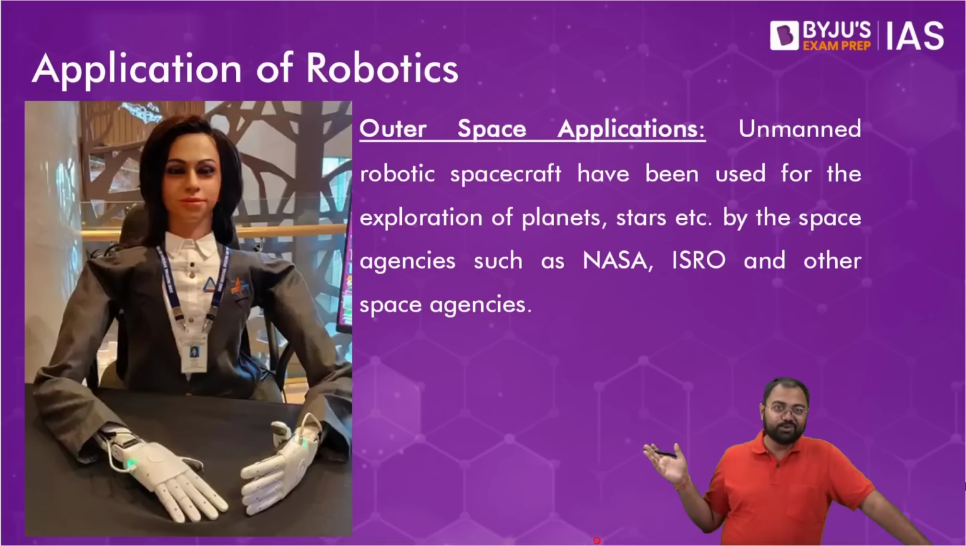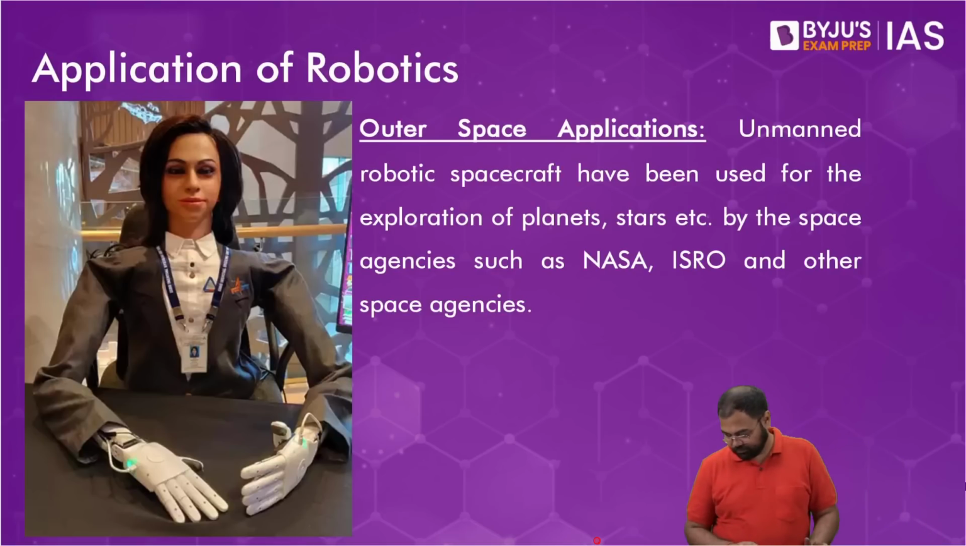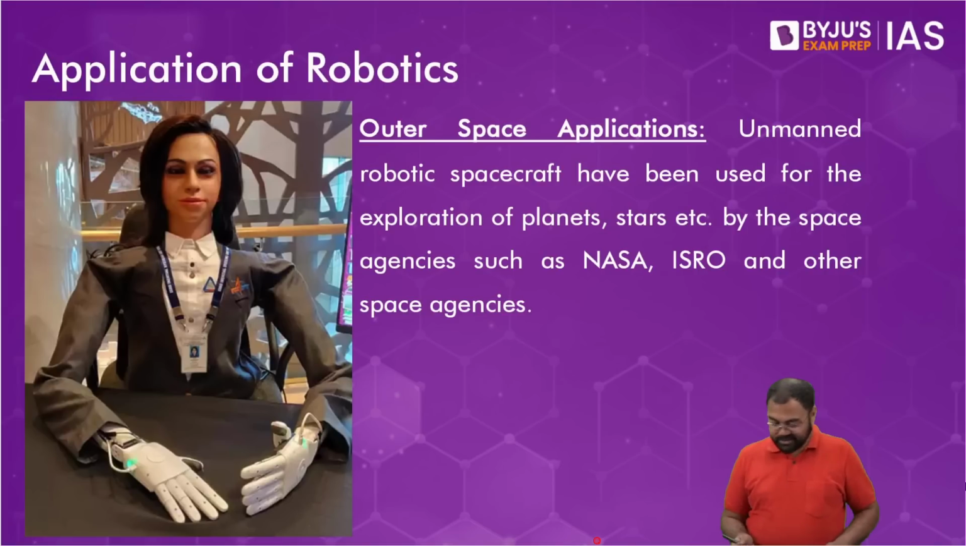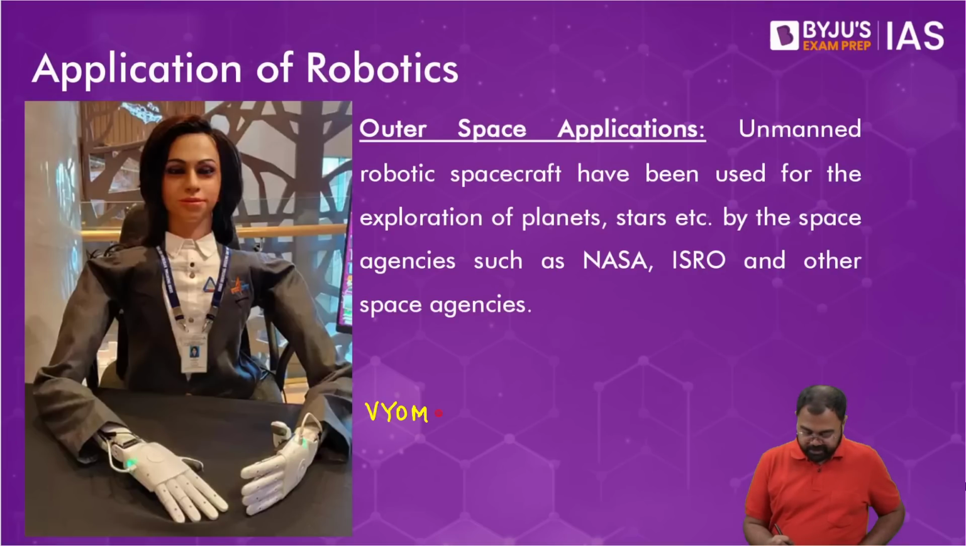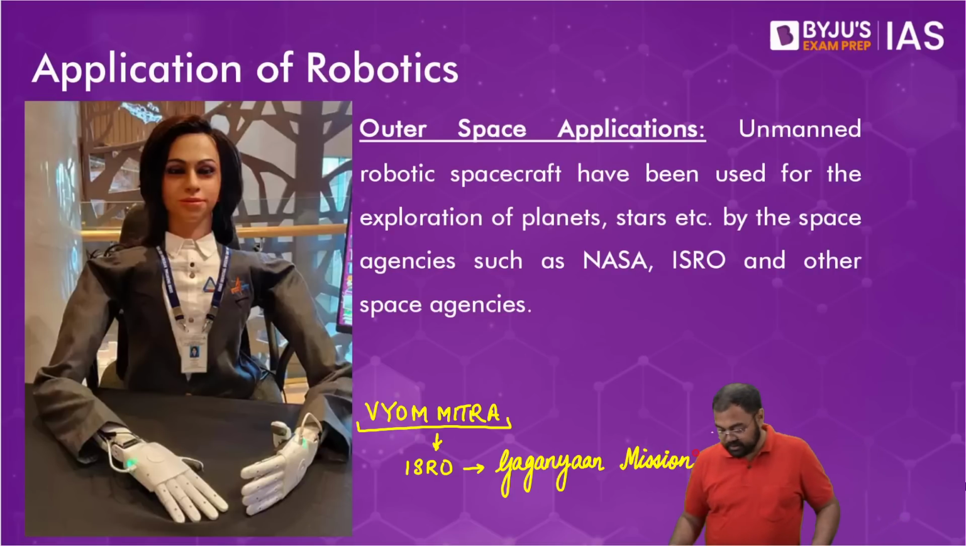Can you name this robot? Do you know the name of this robot? Many of you are writing Sophia, but it's not Sophia. Ha, correct answer, as a lot of you have written. This is Vyomitra. This is a robot that has been made by ISRO, and it is supposed to be a part of our Gaganyaan mission. It is supposed to be a part of the Gaganyaan mission.